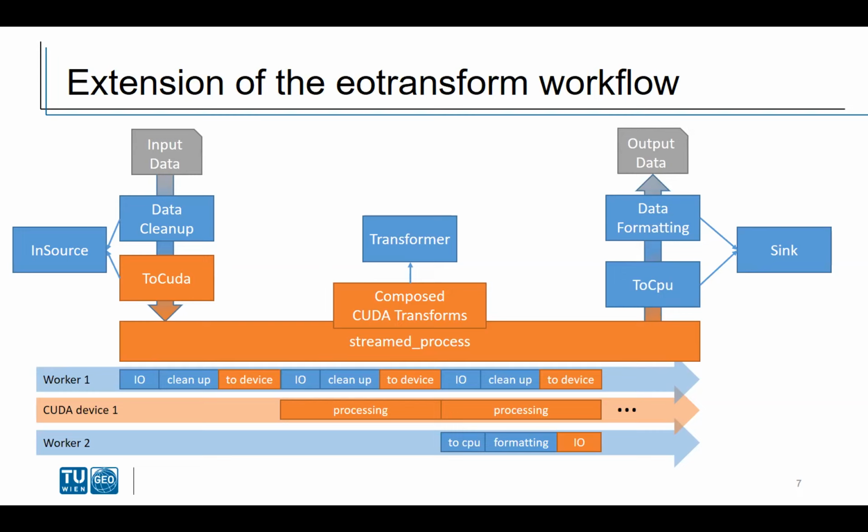So we have an interface that's an input source, a transformer that takes the input source and chains transformations. As long as they follow the right protocol, they can be kind of daisy chained together. And at the end, there is a sink, and the stream process handles the interleaving or the IO hiding.